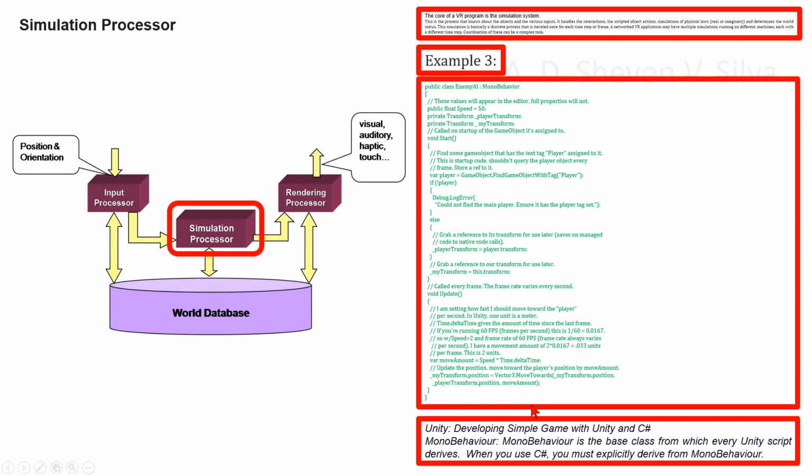Here you can see the MonoBehaviour class. MonoBehaviour is the base class from which every Unity script derives. When you use C#, you must explicitly derive from MonoBehaviour.